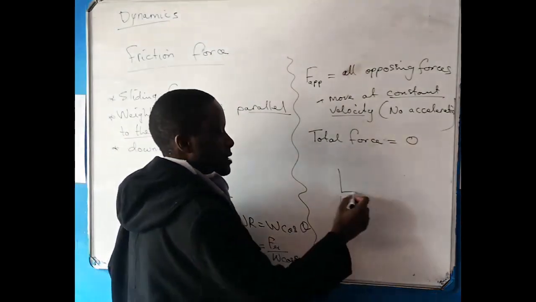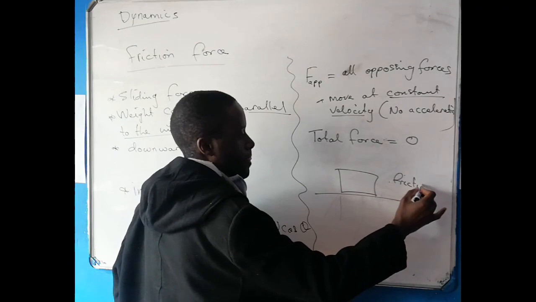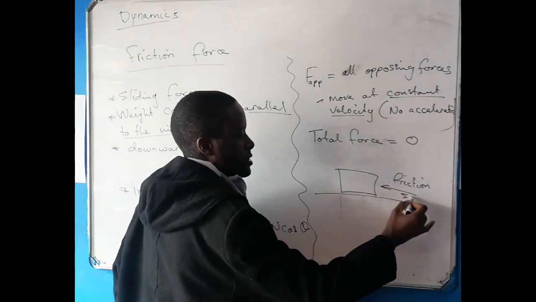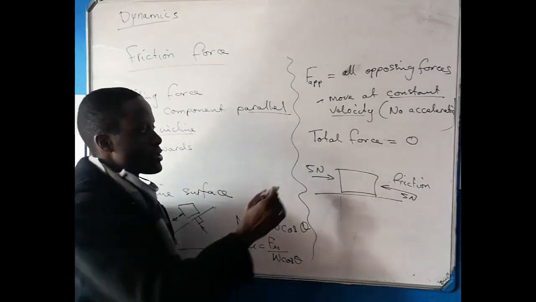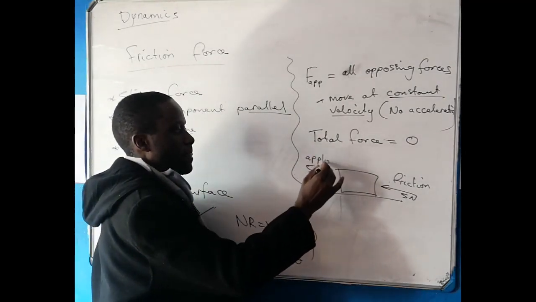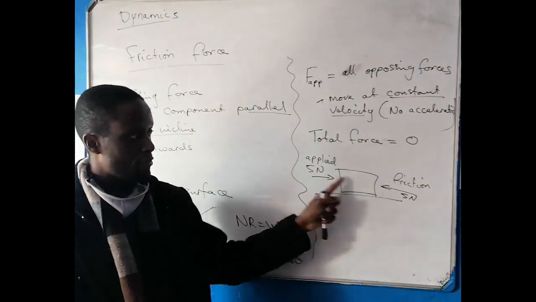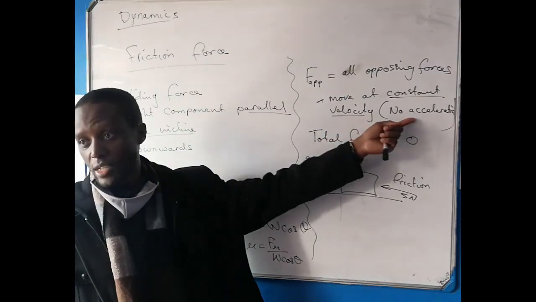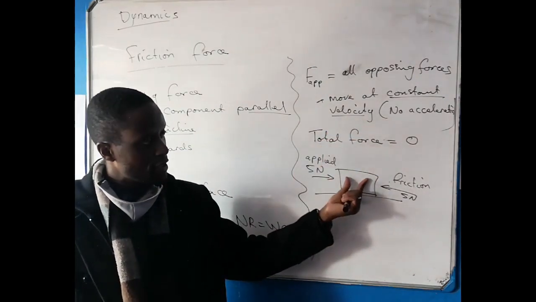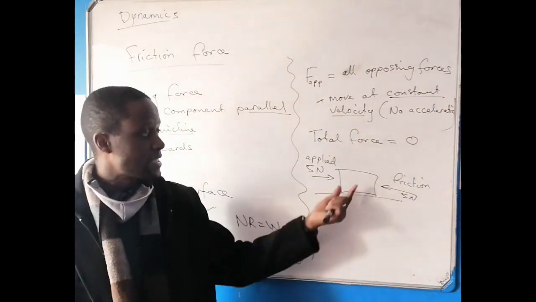If I've got an object, the friction force is 5 newtons, then I apply 5 newtons on this side. This is your applied force. This is your friction force going in the other way. 5 minus 5 will give you 0, right? This object will move at constant velocity. If it was not moving, then it will not move. That's what constant velocity means. It will maintain the same velocity.